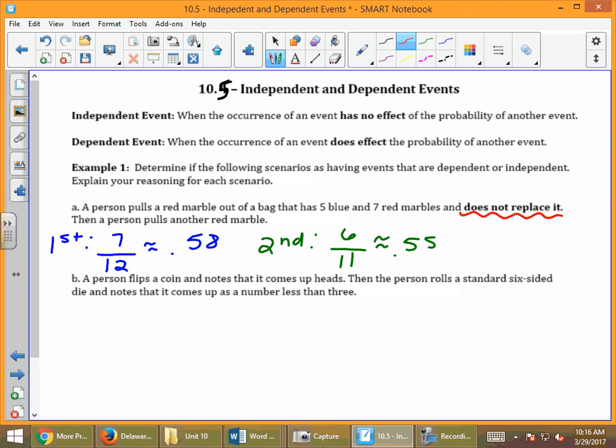If they said they took a red marble out of the bag, knowing the outcome, and put it back in the bag, that would make it independent, because by putting it back, you didn't change the outcome. It would still be 7 out of 12. Nothing changed. So it's a good indicator of whether it's independent or dependent. In this case, it's dependent. The probability changed. Questions over there?